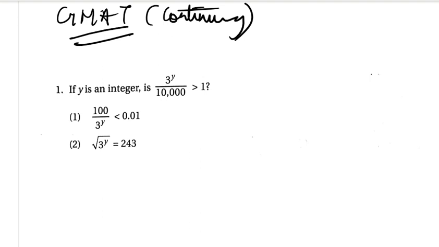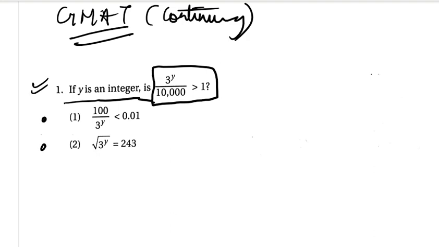So look at the first question. It says if y is an integer and 1 divided by 3 to the power y is greater than 1 by 10,000, then is the first condition sufficient, or the second condition sufficient, or both of them are not sufficient, or both of them are sufficient? What is the answer? So let's check with the first condition.